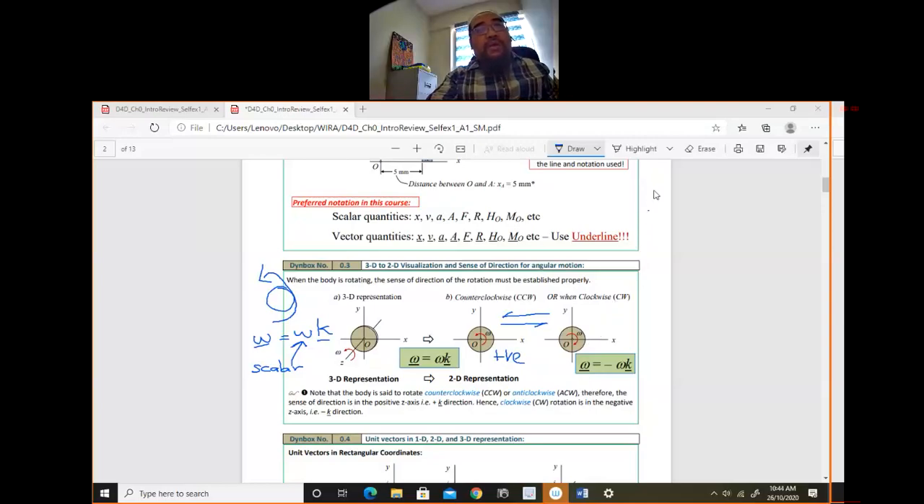Okay, we have here, this one is counterclockwise. Counterclockwise is positive and clockwise is negative. Here, this one.